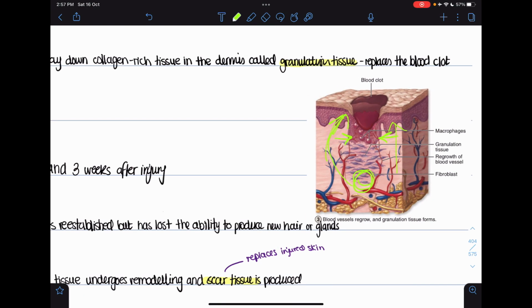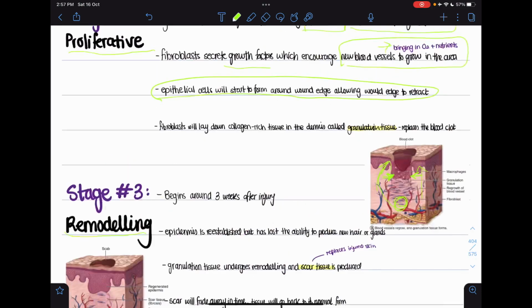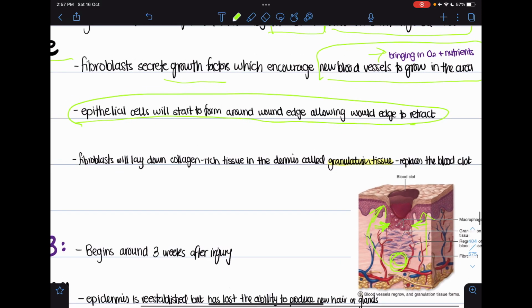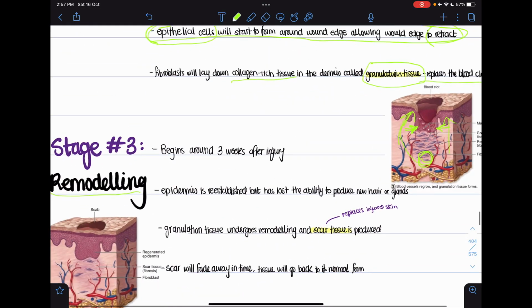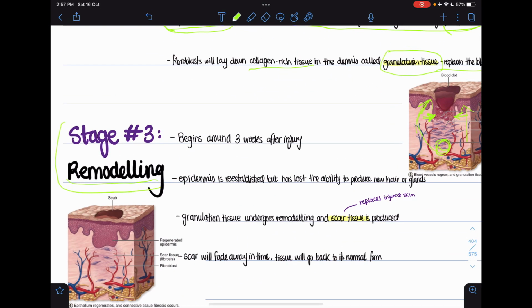It heals by retracting. The wound pulls together, meaning the wound will heal from the side. This is what they mean by retracting, and who's responsible for that? The epithelial cells are responsible for retracting of the wound. The fibroblasts will lay down collagen-rich tissue in the dermis called granulation tissue, and this is what replaces the blood clot and eventually will replace the new skin after it gets remodeled in the third stage, which is called remodeling.